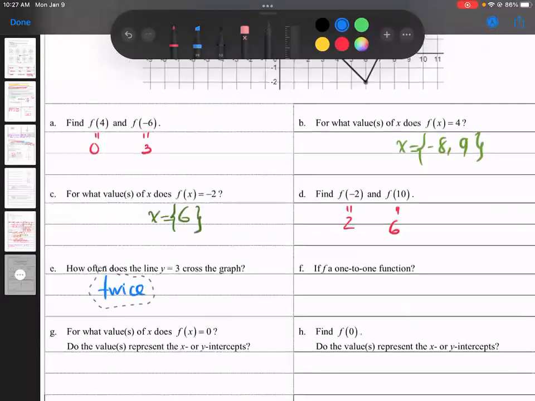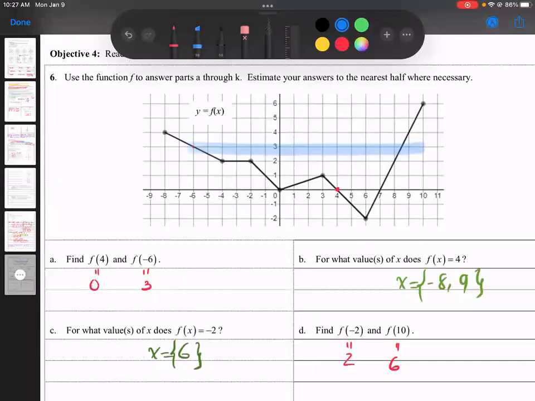Is f a one-to-one function? Oh, I'm sorry, I forgot to talk about one-to-one functions. One-to-one is even trickier than a function. Remember, a function is a relation as long as x is not repeated, right? One-to-one means x cannot be repeated and y cannot be repeated. So a little bit pickier, right? To test a one-to-one function, we use the horizontal line test. So instead of a vertical line, it's going to be a horizontal line.